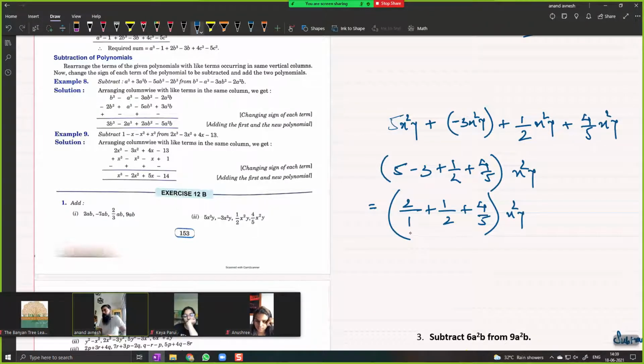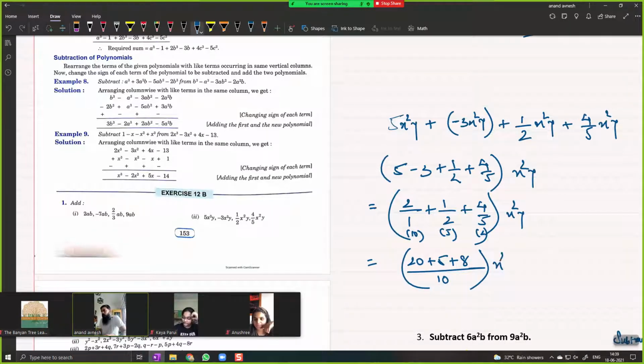So LCM is 10. 2 5s are 10, 5 2s are 10, so it will become 20 plus 5 plus 4 2s are 8, the whole upon 10, and outside the bracket x square y, and this will become 25 plus 8. 25 plus 8 is 33 by 10 x square y. Yeah, so that is the answer. Can you check it behind? Is it same?